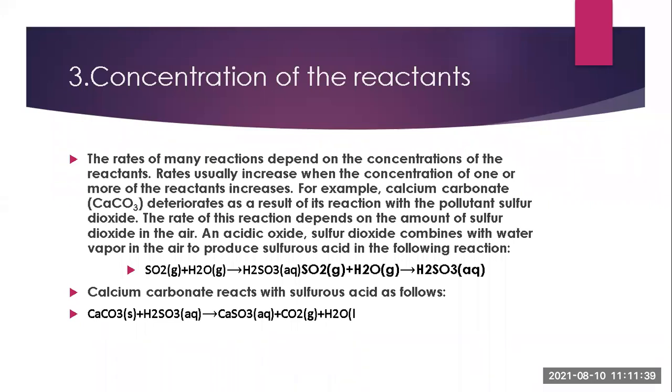Now here in this case, calcium carbonate reacts with sulfurous acid. How? You can see in the above reaction, sulfur dioxide and water vapor combine to form sulfurous acid. After that, in the second reaction, calcium carbonate is reacting with the sulfurous acid. Okay, then we will get CaSO3 plus CO2 and H2O. So in this case, the deterioration of calcium carbonate takes place in this manner. This is the reaction showing how calcium carbonate deteriorates when there is a concentration of SO2 in the atmosphere. Okay.